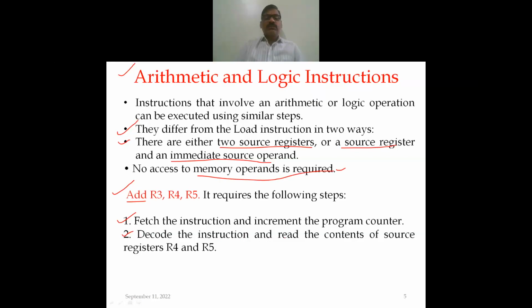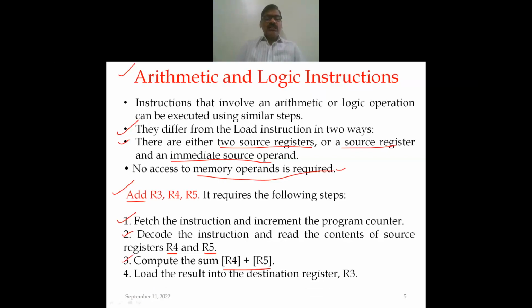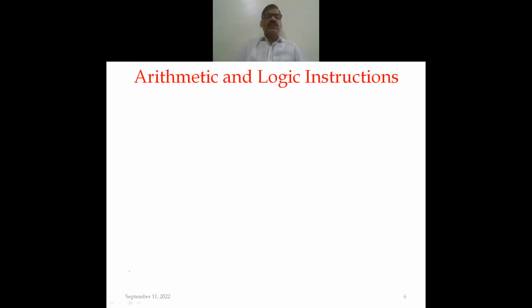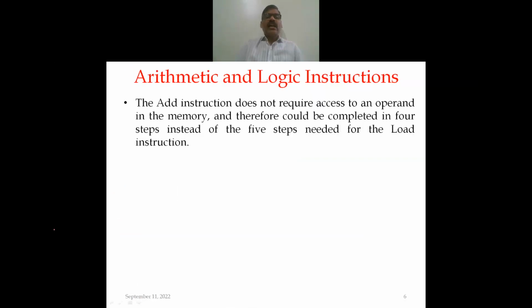Once it identifies in the decode step that the operands are of register type, it will read the contents of the source registers. In this particular instruction, the source registers are R4 and R5. The third step is then to compute the sum, the contents of R4 plus R5, and the sum result will be loaded into the destination register R3. So these are the steps that are followed here.